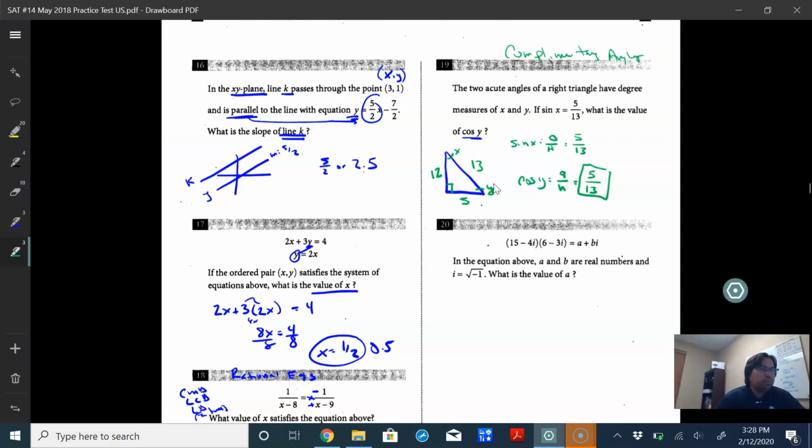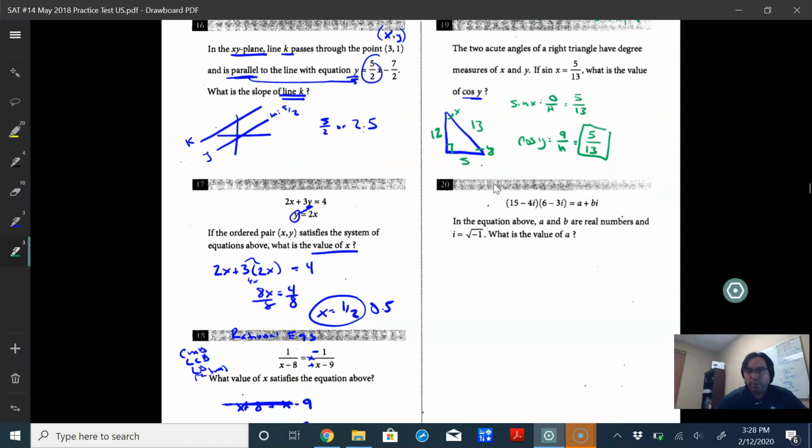Alrighty. Let's look at the last question that we have. This one is kind of uncommon. We have imaginary numbers, and what it wants to know is, in the equation above, a and b are real numbers. We see a and b are right here, and i equals the square root of negative 1. We just want to know the value of a, not the coefficient attached to the imaginary number, but the constant.